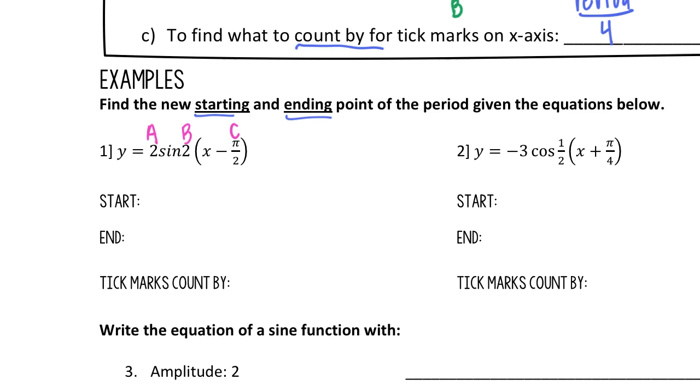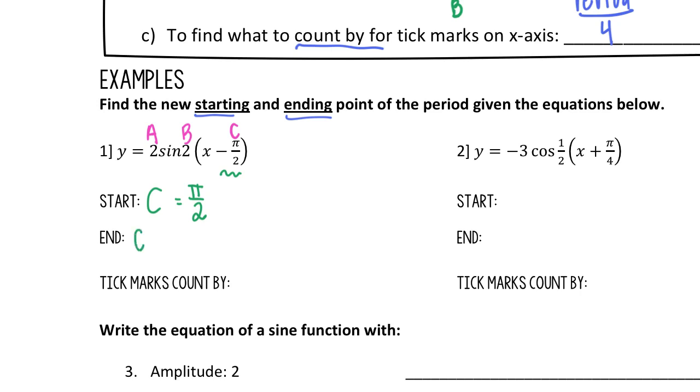To find the starting point, you just look for the phase shift, C. Your phase shift is located inside the parentheses. Now remember I said before, when you take it outside of the parentheses, you take the opposite. So it looks like minus pi over 2. That means we're going to start at positive pi over 2. So instead of starting at the y-axis, this graph, we would start at pi over 2.